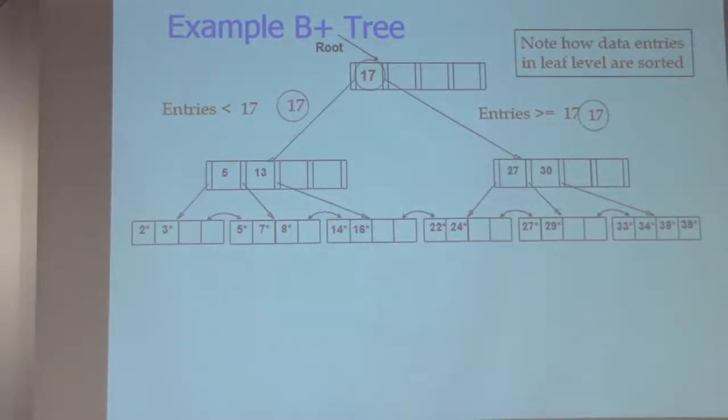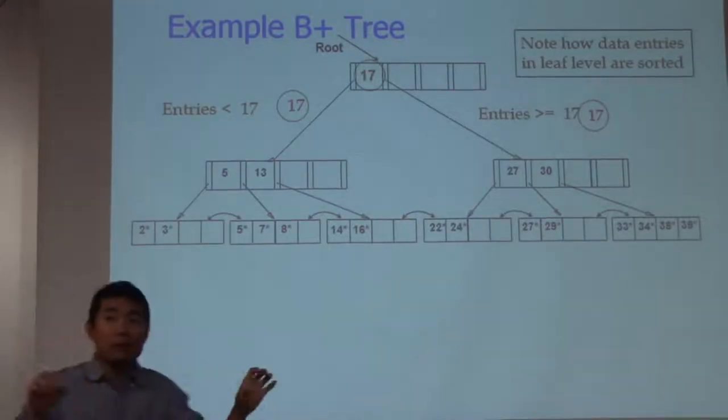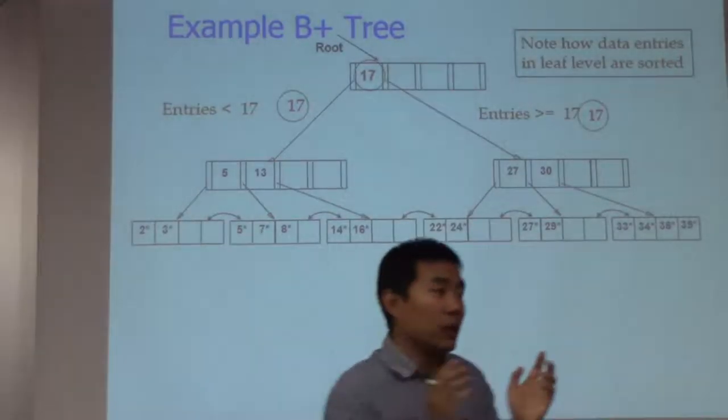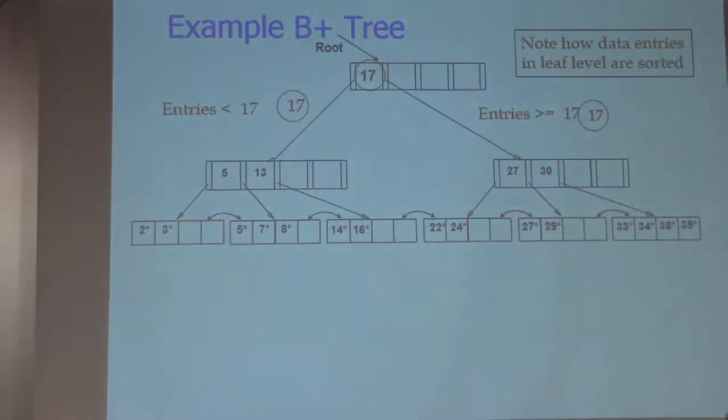Is that clear? So one question that arises is how many entries you're going to have in the level above the current level? Well, roughly speaking, if you have X number of pages in the current level, you will have roughly X number of index entries in the level above, one entry per page from the current level.